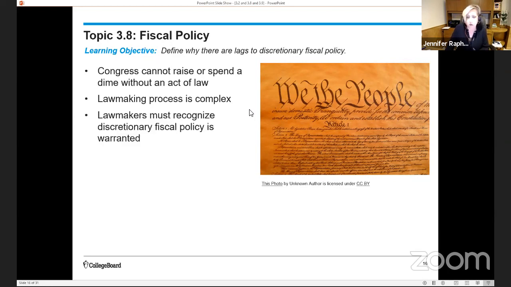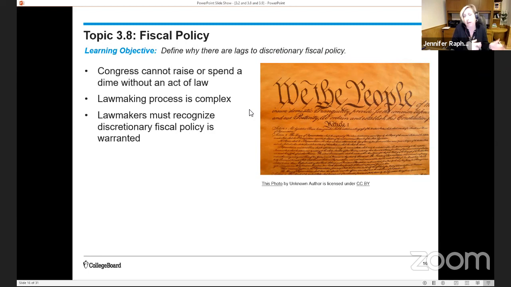But the first thing that contributes to a lag in terms of discretionary fiscal policy is that lawmakers first have to recognize that some kind of discretionary fiscal policy is warranted. So you know that the CPI and the unemployment rate and the GDP growth rate, those rates are reported in ways that describe sort of what has happened to the economy.